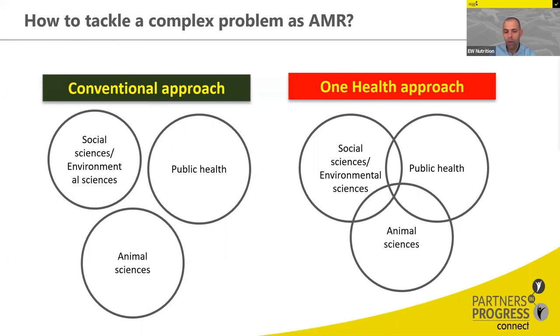Now, heavily promoted and supported by non-governmental organizations like WHO, FAO, and OIE, increasingly so, a so-called One Health approach is adopted in AMR research. To understand how resistance is spread amongst and between animals and humans, different disciplines can no longer act in isolation as in conventional research. In the One Health approach, social sciences, public health, and environmental sciences work in close collaboration with animal sciences. By using similar methodologies and jointly defining their research objectives, this approach will increase our understanding of the dynamics of antimicrobial resistance.